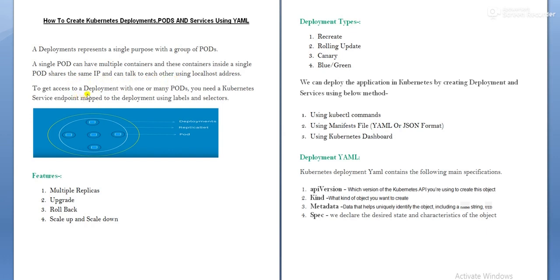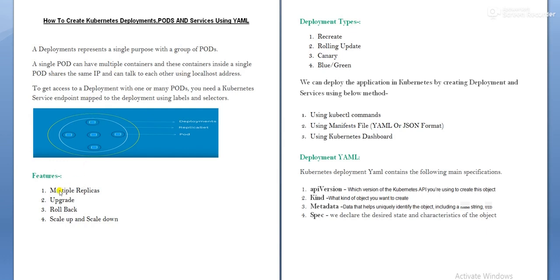To get access to a deployment with one or many pods, you need a Kubernetes service endpoint. Suppose one Docker container is running inside a pod, and my application is running inside the container. If anybody wants to access the application from the outside, we need to establish a service endpoint. I will show you in the lab session how to create a service endpoint for the application.